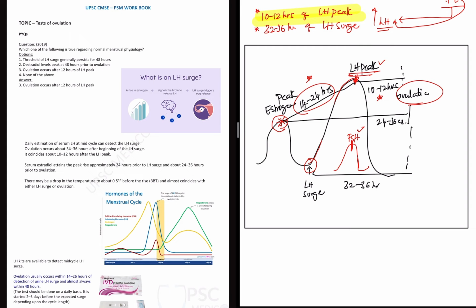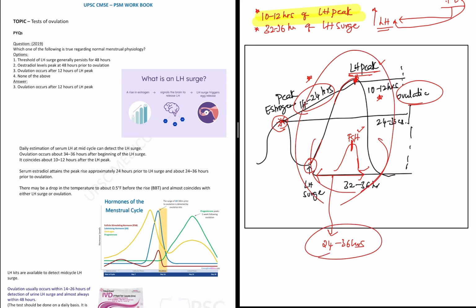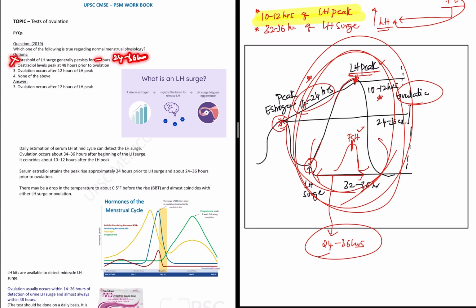Now let's try to solve a question on LH surge and we'll come back to the hormonal levels again. Which one of the following is true regarding normal menstrual physiology? Threshold of LH surge generally persists for 48 hours. No, see this LH surge, it does not persist for 48 hours. It persists in the range of 24 to 36 hours, not 48 hours. In the whole peak, the surge and fall, the threshold persists for only 24 to 36 hours. So option 1 is wrong.